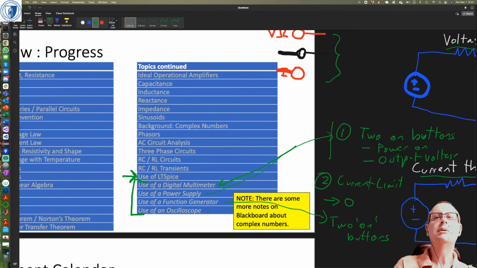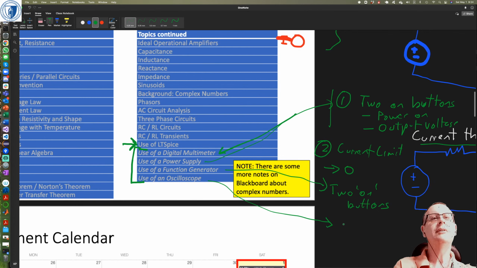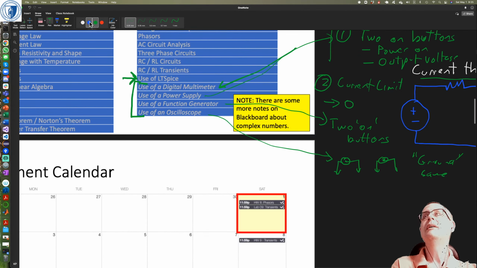And then the oscilloscope. The main thing with the oscilloscope is that it has two channels, right? So you get two channels with two leads on each channel. And the problem that you get with that is the ground is the same, right?